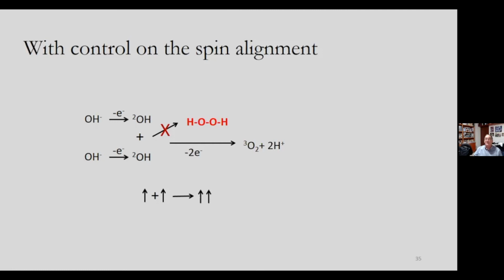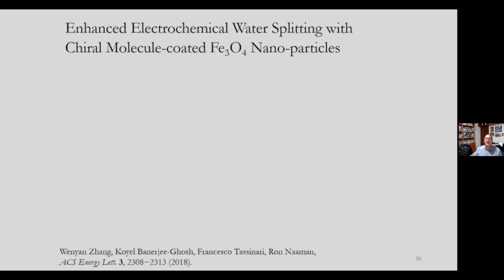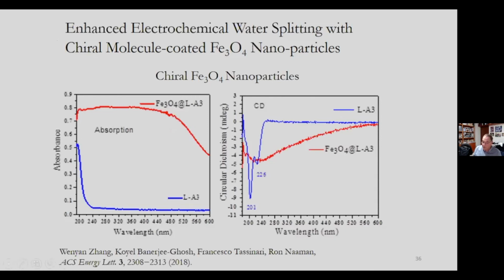is to cover the electrode with chiral molecules. We use many systems by now, but one example that I present here is iron oxide coated either with chiral or achiral molecules. What is interesting with iron oxide nanoparticles, when you cover them with chiral molecules, you see this spectrum in the absorption region of the iron oxide itself here. So there is induced chirality, if you wish, in the nanoparticle. This phenomenon is known very well, and we use it here.